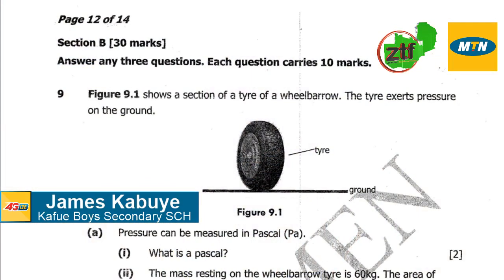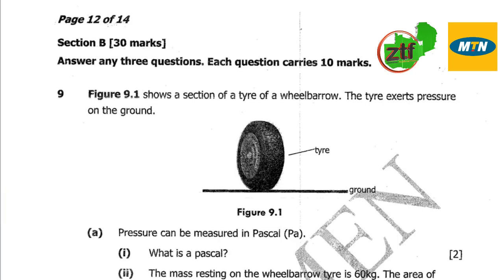Question 9. The question reads, Figure 9.1 shows a section of a tire of a wheelbarrow. The tire exerts pressure on the ground. A. Pressure can be measured in Pascal. Part 1. What is a Pascal?